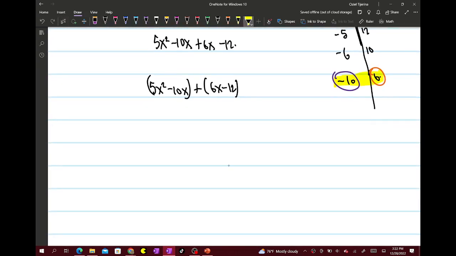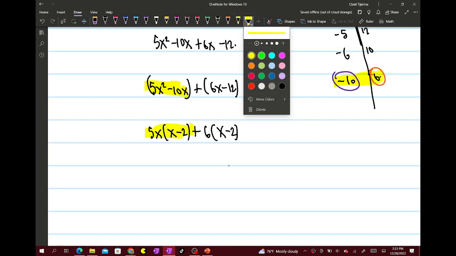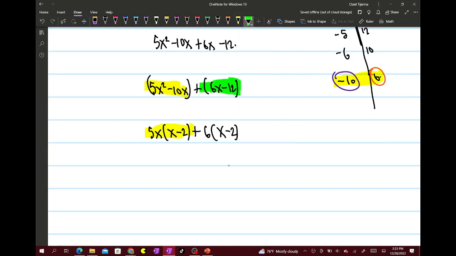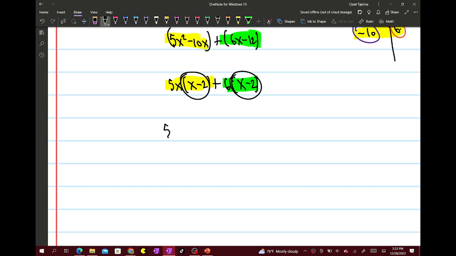And so when we factor this, we can factor out a 5x. So 5x times x minus 2, and then plus 6 times the quantity x minus 2, right? So that's what this is, and this is what this is, right? And we obviously know that there's a common factor of x minus 2, so really we have 5x times x minus 2, and then plus 6 times x minus 2, right?